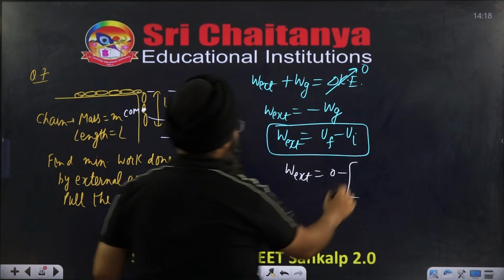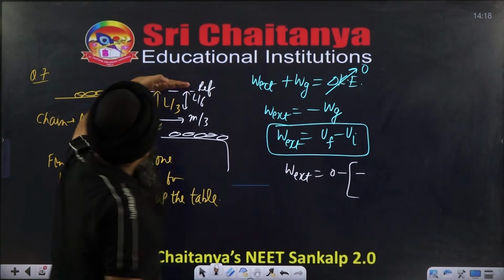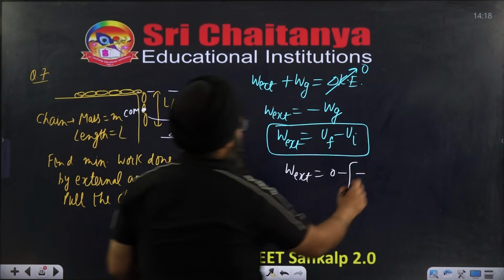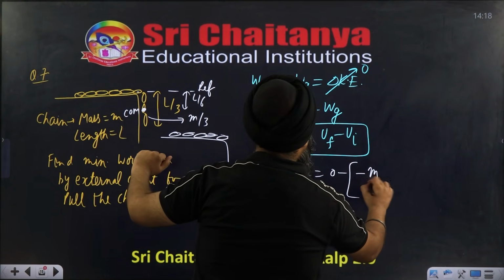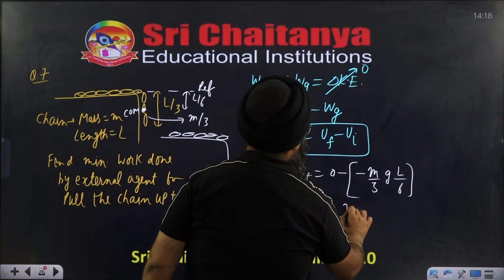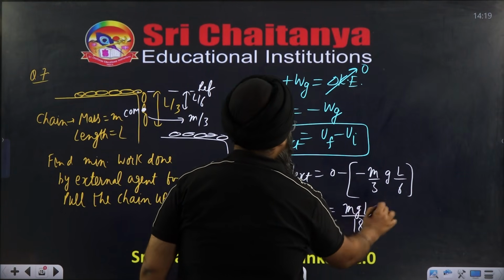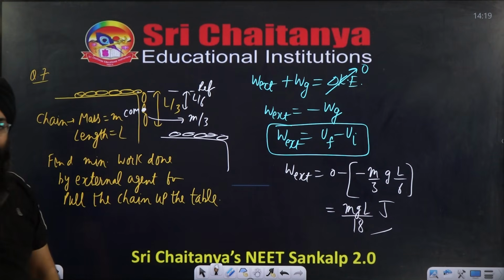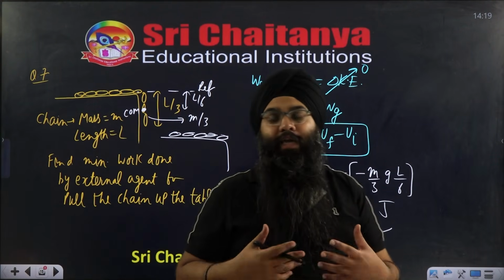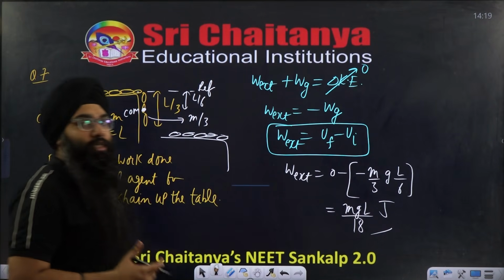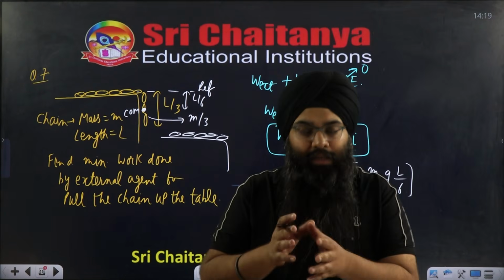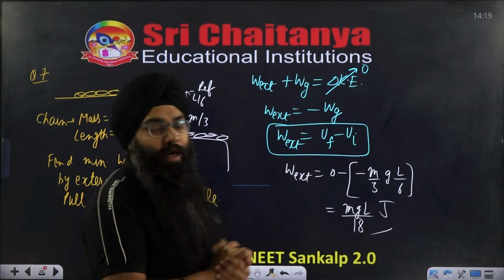So what will be the potential energy? Minus, because it is below the reference. If it is above the reference, it will be positive; since it is below the reference, it will be negative. So minus of mass M by 3 into g into the distance of the center of mass, L by 6. So the answer will be mgL divided by 18 joules, the work done by the external agent. I hope it is clear that whenever you are taking extended bodies, the gravitational potential energy is given by mass into g into height of the center of mass from the reference.